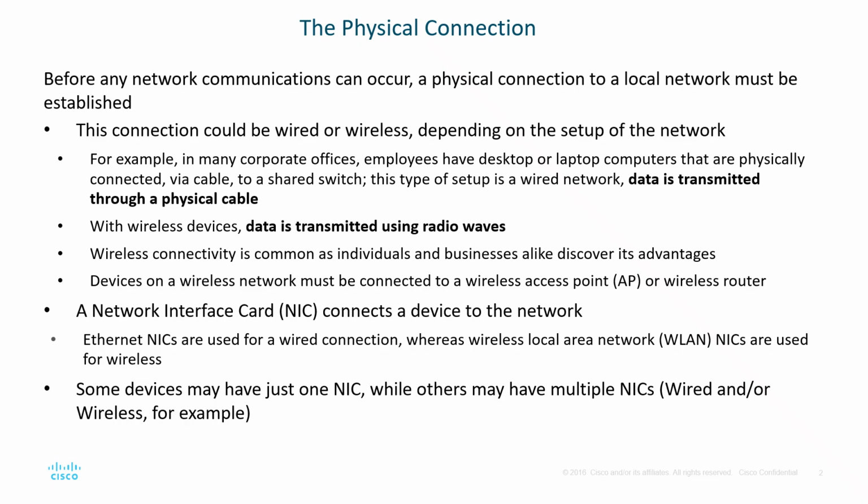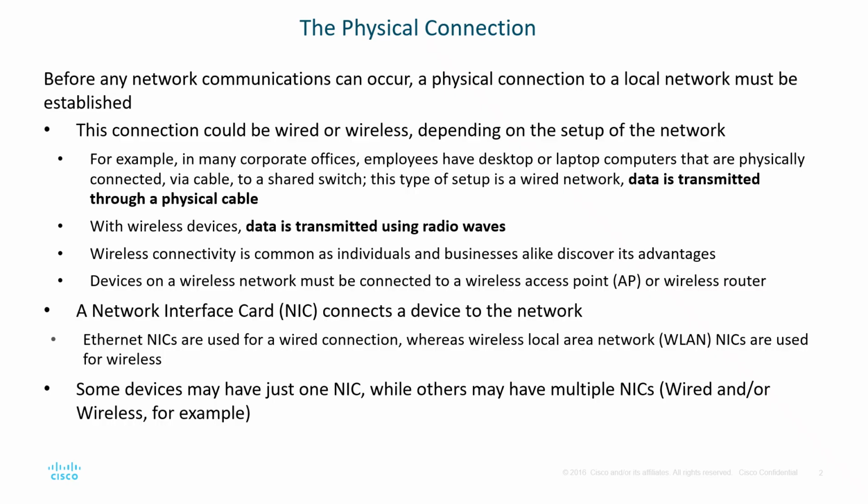With wireless devices, data is transmitted using radio waves. Wireless connectivity is common as individuals and businesses alike discover its advantages. Devices on a wireless network, however, must be connected to a wireless access point or wireless router. And that access point or wireless router has to be physically connected back to the actual backbone of the network. So there is still that physical connection that needs to happen.